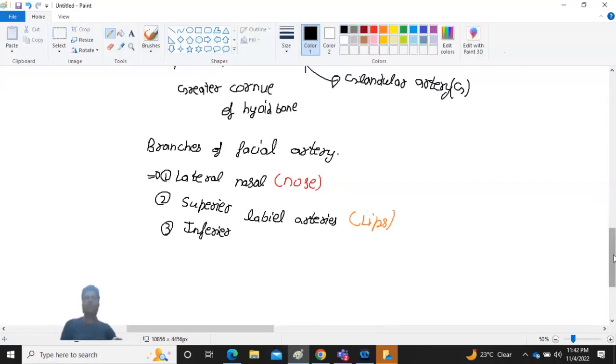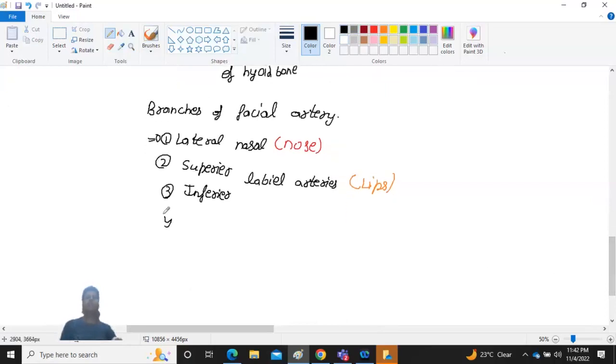Then another is submental and subtonsillar. Submental artery is basically for the mental region, the mentalis region, basically where the symphysis menti is present, near the symphysis menti.